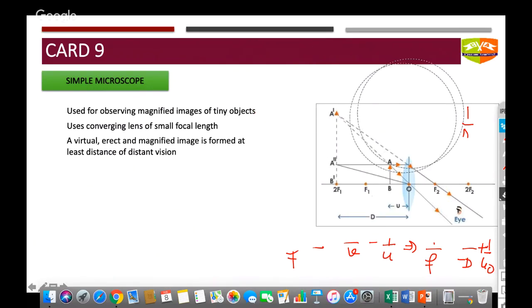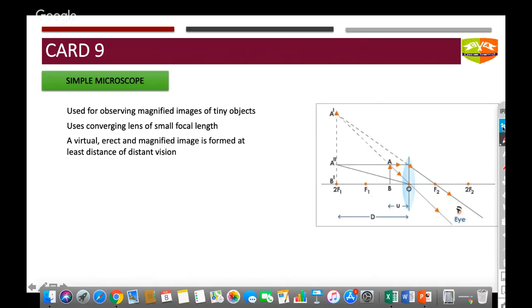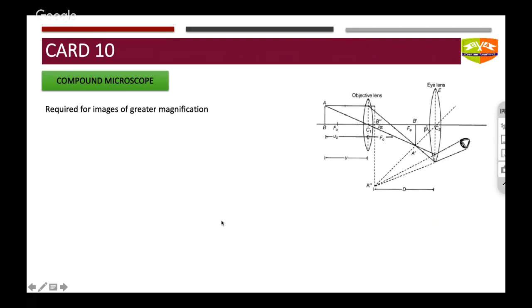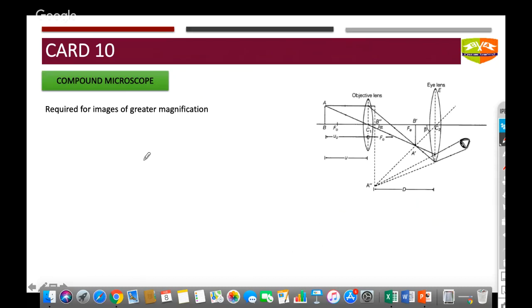Now let me go to compound microscope. Now what is a compound microscope? So look at here. In a compound microscope, you can see that there are two lenses. Before that, let me discuss the scenario in which a compound microscope is needed. Because the simple microscope was also for greater magnification, but a simple microscope can produce images having magnification only up to a limit. Because of that limitation, we need a microscope of greater power, and due to that, we use a compound microscope.